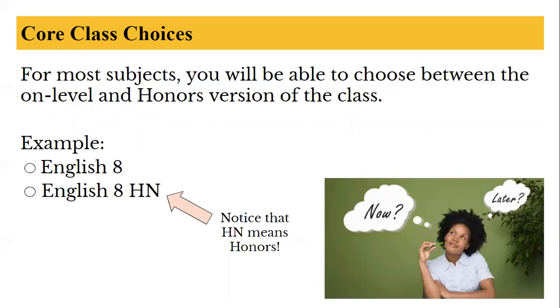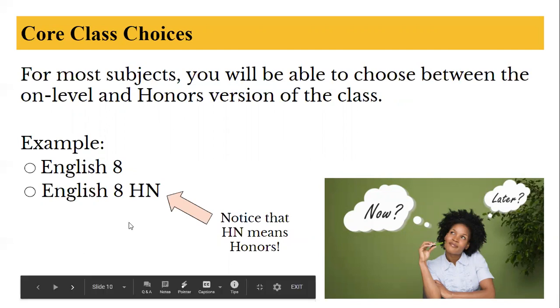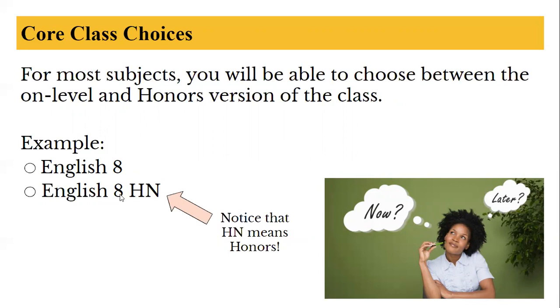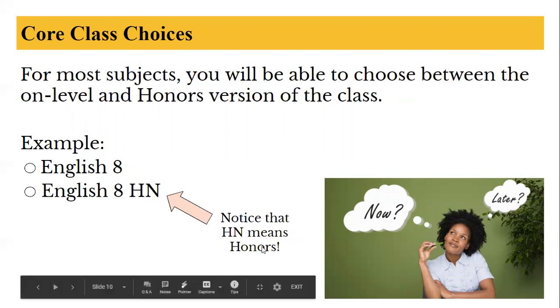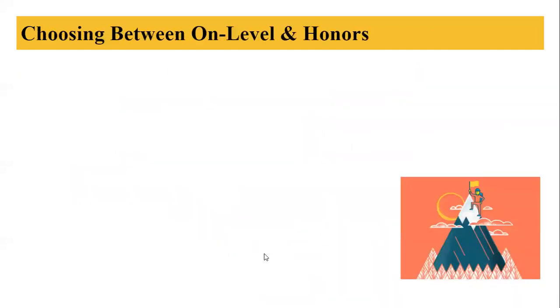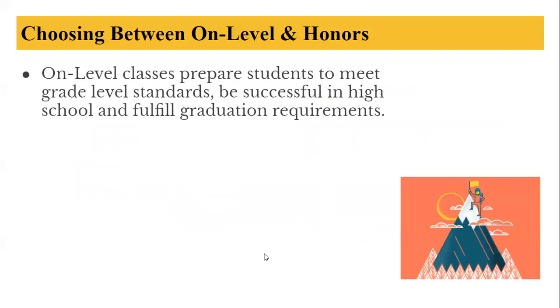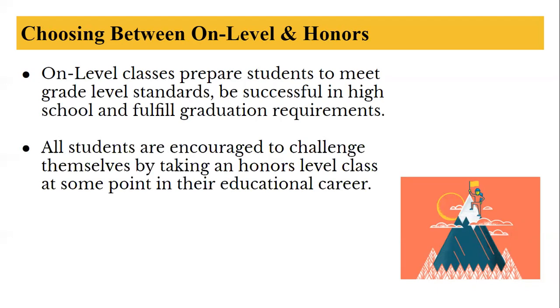For most core subjects, you'll be able to choose between the on-level and honors version of the class. So for example, on the form, you might see English 8, which is the on-level option, and English 8 HN. Notice that HN means honors. When you're choosing between taking on-level and honors, you want to think about the fact that on-level classes prepare students to meet grade level standards, pass their SOLs, and fulfill graduation requirements in high school. All students are encouraged to challenge themselves by taking an honors level class at some point in their educational career.